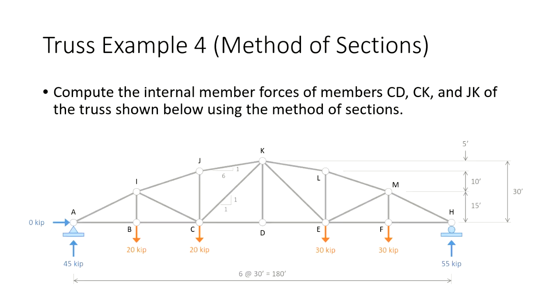Okay, so we have a pretty intense looking truss here. What we're going to do is we're going to solve for members CD, CK, and JK.